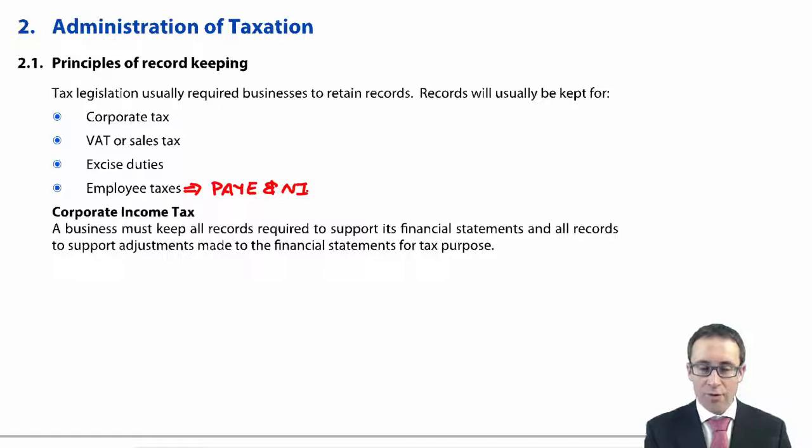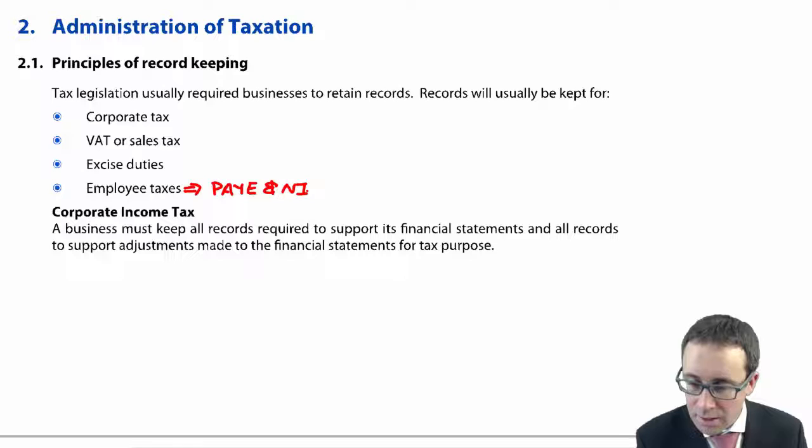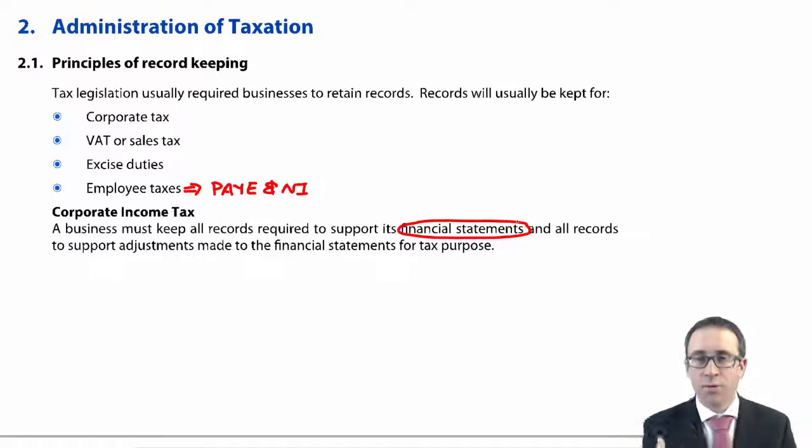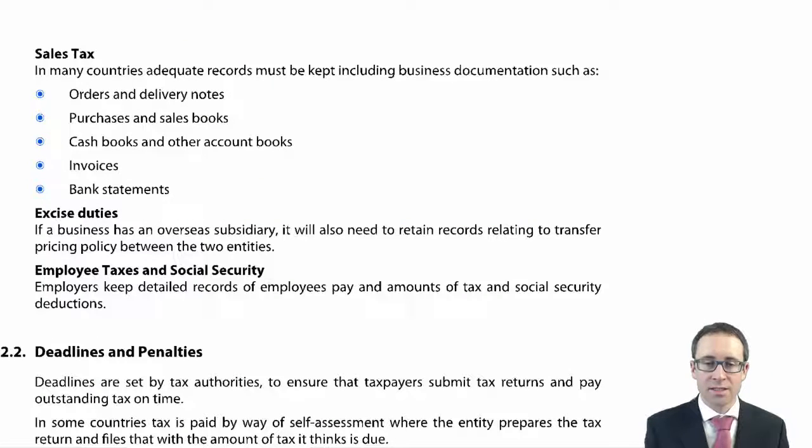If we look at the specifics, again, I don't think it's too exciting. Corporate income tax: a business must keep all records required to support its financial statements. So the auditors will inspect those financial statements and expect those records to be kept. That's one of the responsibilities of the directors, isn't it? And all records to support adjustments made to the financial statements for tax purposes. So if we're looking at tax depreciation, you need to make sure you have the evidence of the purchase of that asset so that the tax depreciation can then be applied for it. That's it, as simple as that.